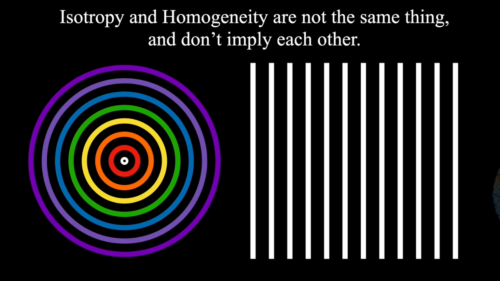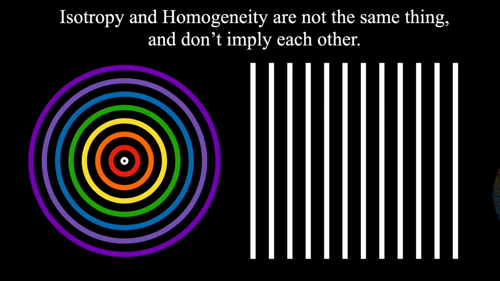Therefore, homogeneity and isotropy are not the same thing, and they don't imply each other. One is where we stand, and the other is where we look. Where we look is isotropy. When we look out into a particular direction and see the same thing in any direction, that is isotropy. And that's what we can think about as the center of this bullseye here. So if you're standing at the center and looking in any direction, you're going to see the same thing in every direction. However, that's not homogeneous.